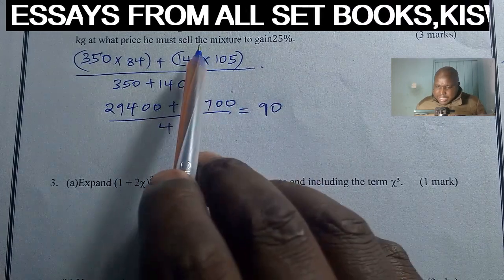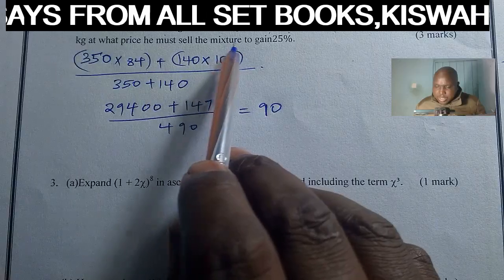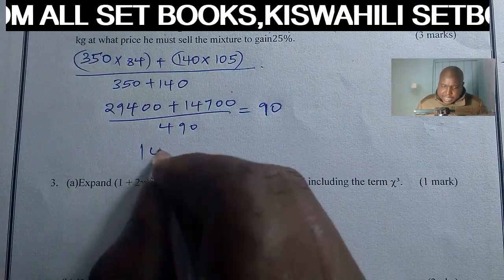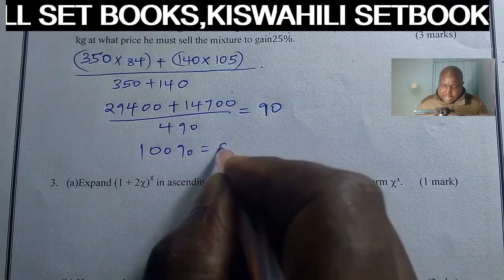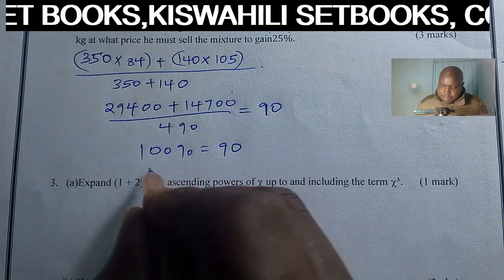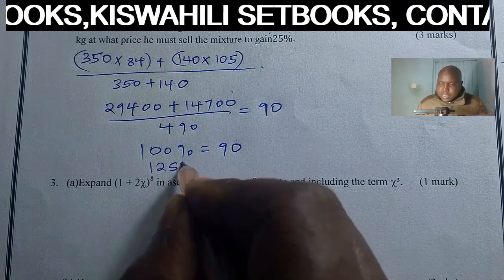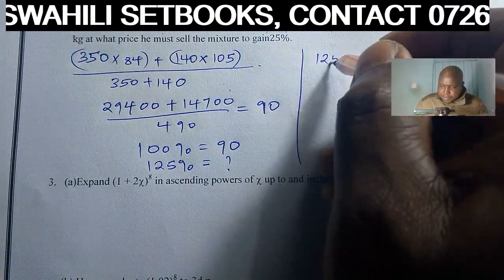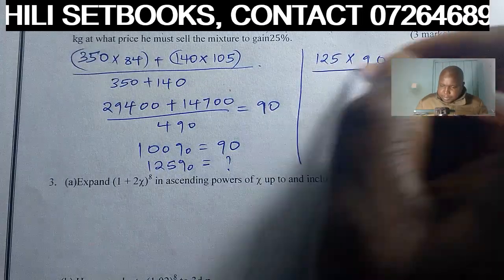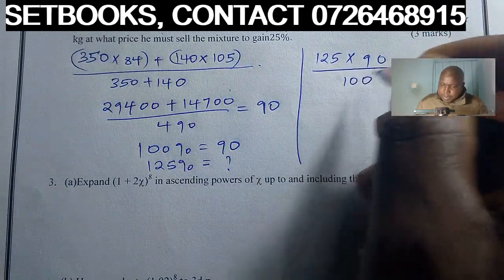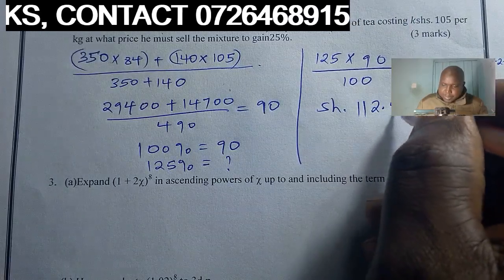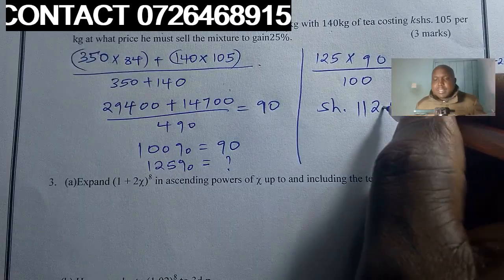At what price will the mixture be sold to gain 25%? So you can say 100% is equal to 90 shillings. 125% will cost how much? That one will be 112.5 shillings.